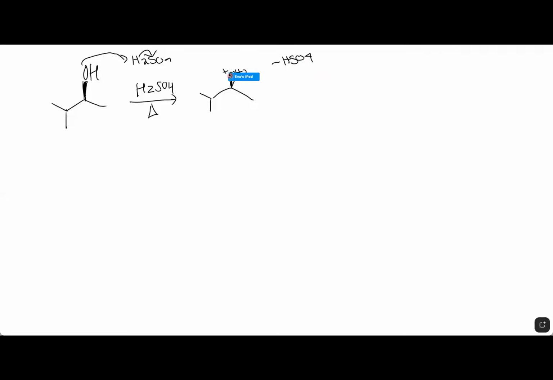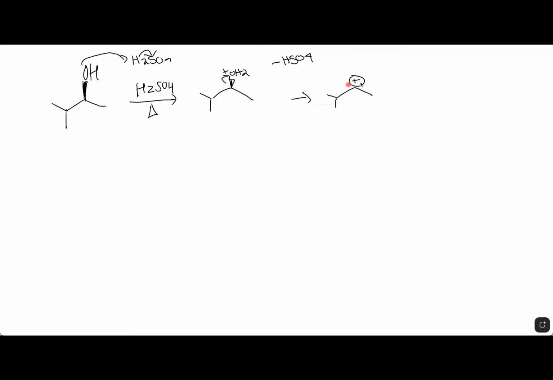And what you did there was convert this bad leaving group OH into a good leaving group OH2 plus. So then that pops out, right? It just leaves by itself, like an E1 mechanism. And then you have a positive charge here, that's right, because that carbon lost the bond.